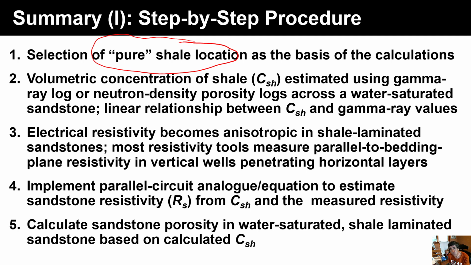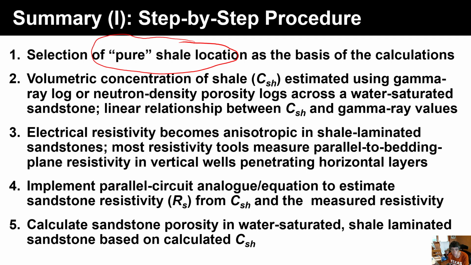Then subsequently, we have to take into account the fact that electrical resistivity is an anisotropic property, in which case we have to realize that most of the commercial measurements give you access to the electrical resistivity parallel to bedding plane, and that parallel resistivity to bedding plane is obtained conceptually from an equivalent parallel circuit, where we have on one side the resistivity of the shale and on the other the resistivity of the sandstone, weighted by their volumetric concentration.